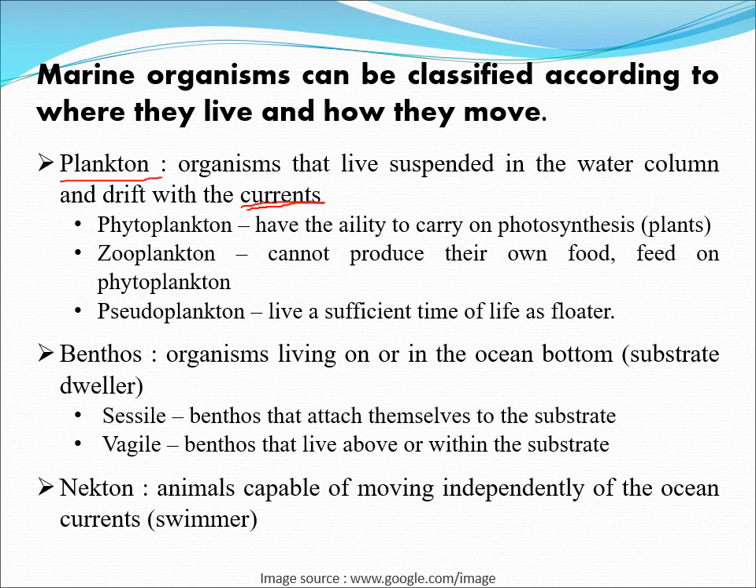And their living condition is known as planktonic.